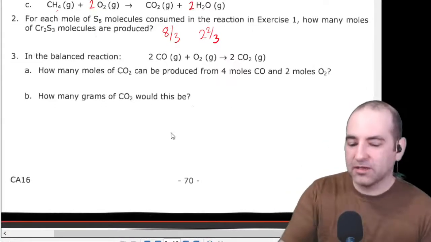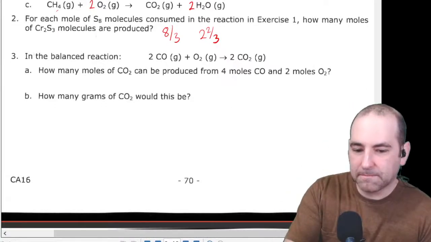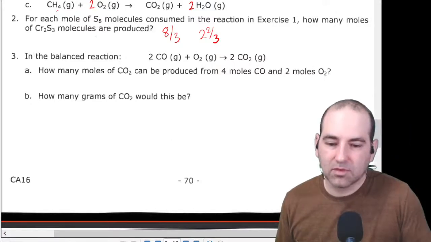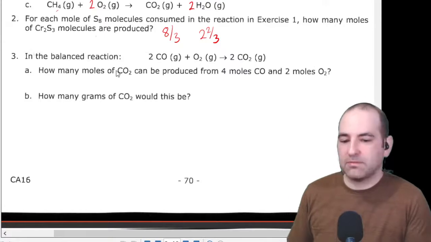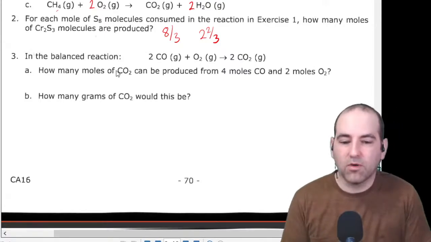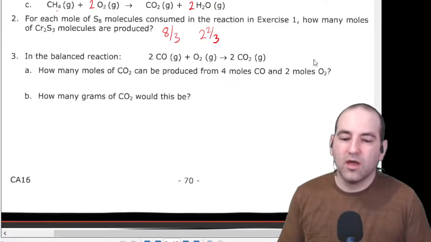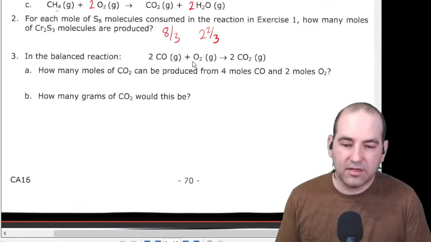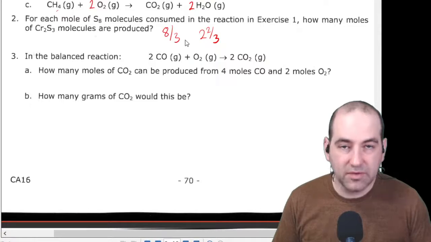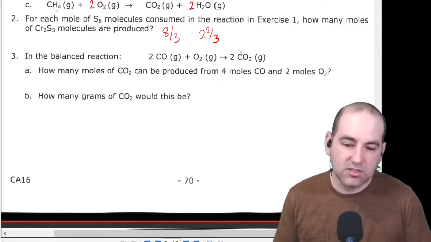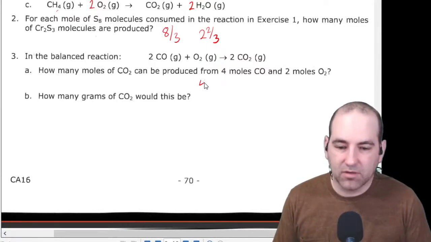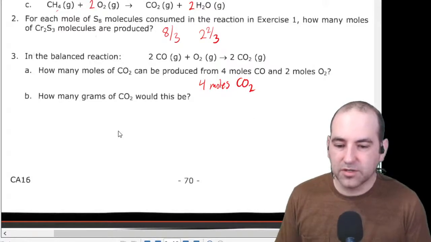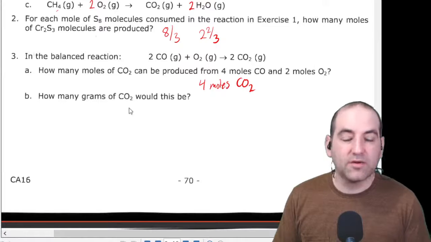All right, and then we've got a balanced equation here. And we can look at the same basic question. How many moles can be produced by 4 COs and 2 O2s? So 4 COs would be double, right? And then double again. So we have still the right ratio. We've just doubled each. So we're going to get double the product. We're going to get 4 moles of CO2.